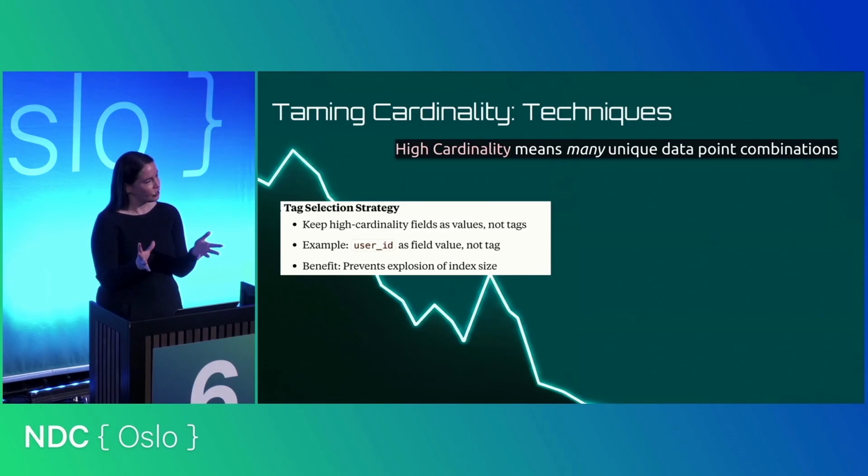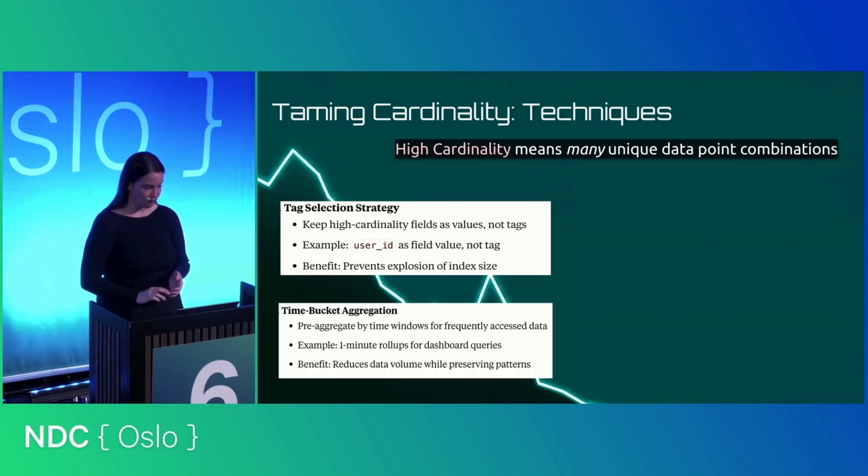That's probably the biggest difference in architecture that I see; once you move over to values, it goes much more smoothly. For example, if you store the user ID as a field value rather than a tag, that prevents the explosion of the index size itself. Second, you need to create structured tag hierarchies. Group related dimensions like region or data center or rack. This lets you query higher levels first and then filter down, reducing query scope progressively.